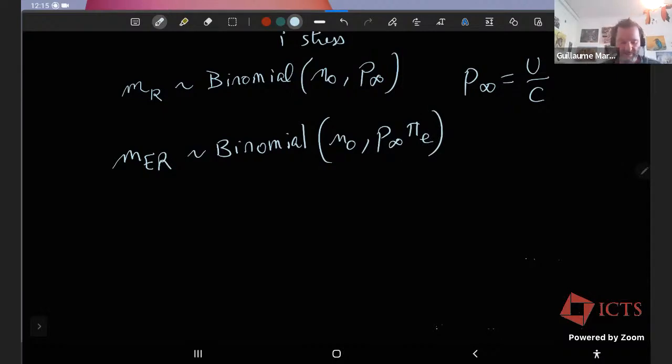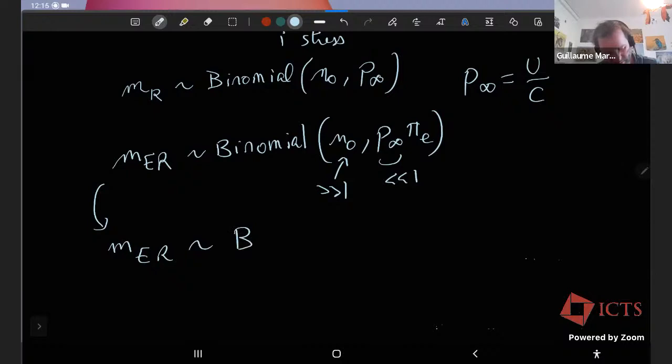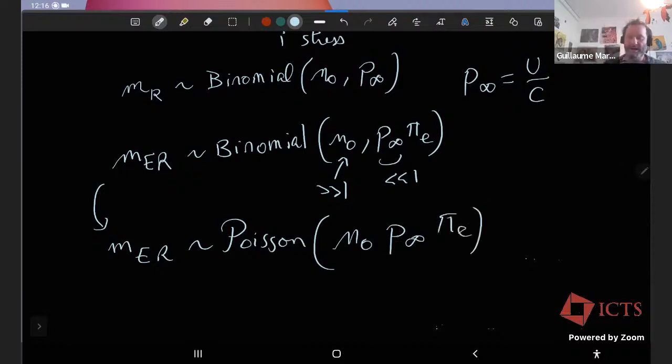So we are just weighting by this further fate that will happen. And then we can take a simple limit, because we assume that this is small and this is large. So we take the Poisson limit that we saw yesterday, and we have that this is roughly a Poisson distribution with value N0, P infinite, PE. And so that's how we get our number of future rescues.